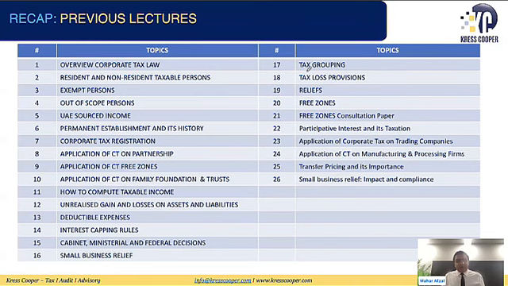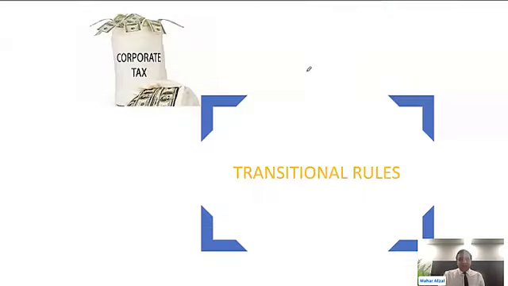participative interest and its taxation, free zone consultation paper were discussed in detail, free zone relief, tax losses, tax grouping, scope of the corporate tax, permanent establishment, application of corporate tax on the partnership, free zones, how to compute the taxable income, unrealized gains and losses on assets and liabilities, deductible expenses, interest capping rules, all these things that we already discussed in our previous webinars. Our today's topic is the transitional rule.